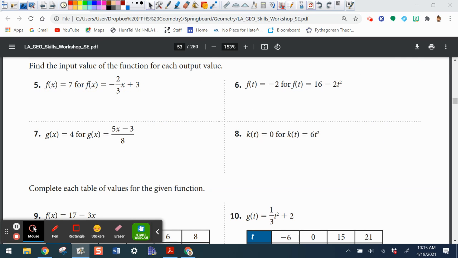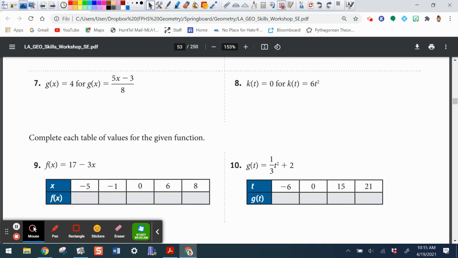Let's move on to number 7. Same thing, we're given the output, g of x equals 4, and the function g of x equals 5x minus 3 over 8. So think about it, we're really trying to say if g of x equals this and g of x equals this, well, this really should equal that. So that's what we're doing here. So 4 will equal 5x minus 3 over 8.